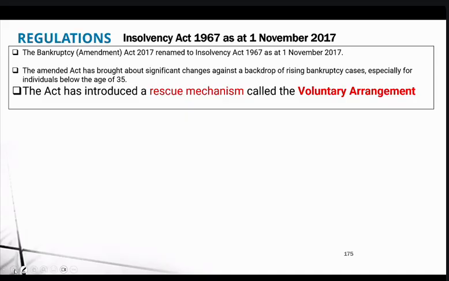Slide 175. They made the change in the bankruptcy rule because there was a significant number of bankruptcy cases for individuals below the age of 35. And the Act has reintroduced a rescue mechanism called the voluntary arrangement.